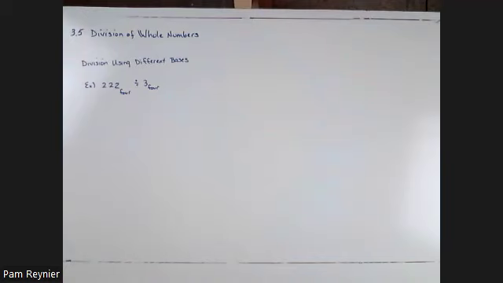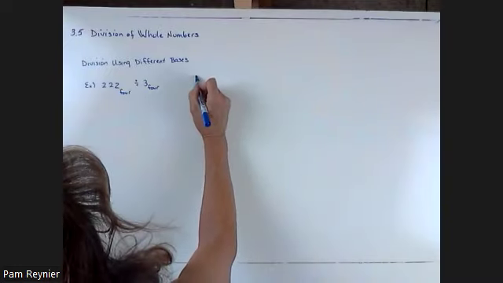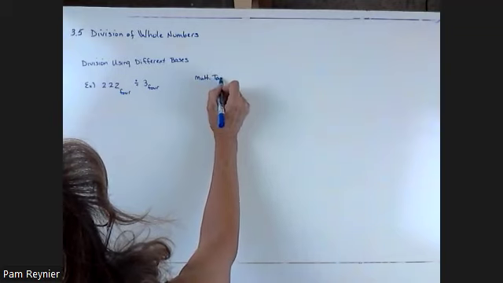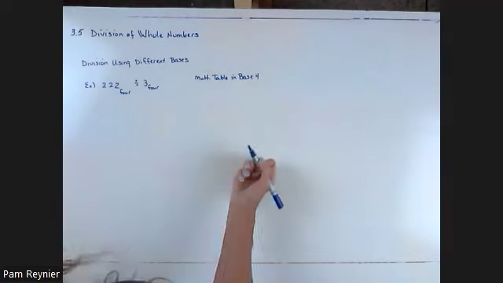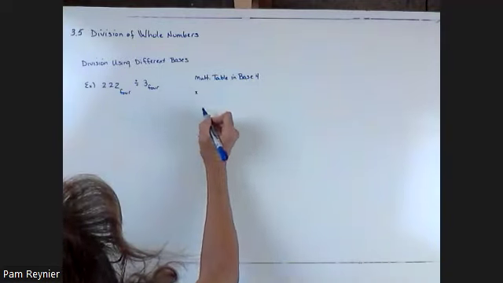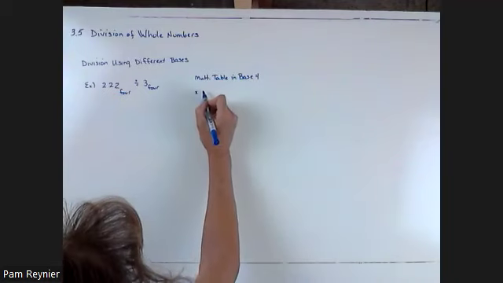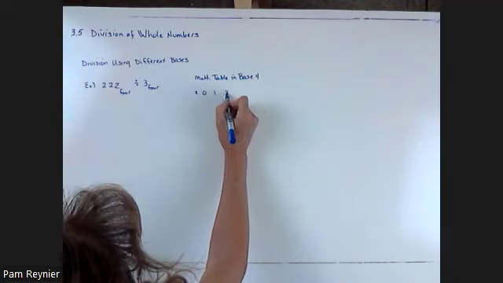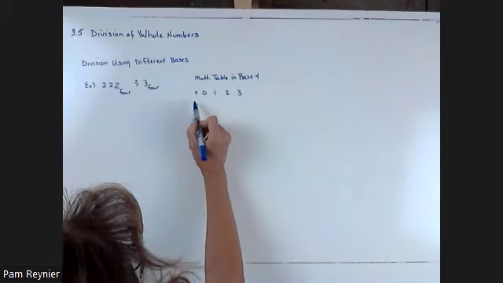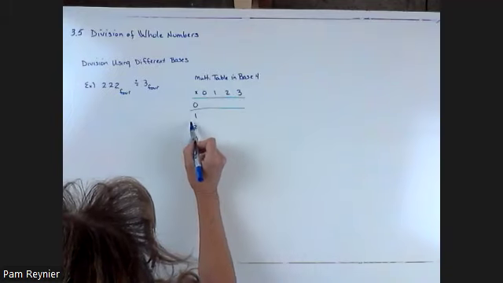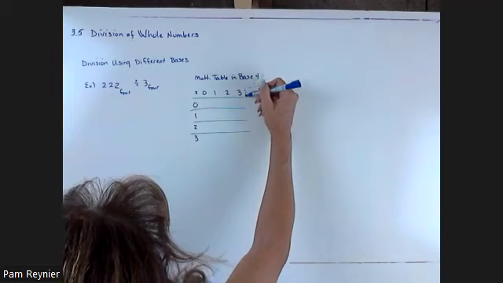Well, before we can do the division, let's start by creating a multiplication table. Okay, so let's just recall a multiplication table in base 4. So if we are multiplying, and if it's base 4, we can only use the digits 0, 1, 2, and 3. So I'm going to create a table. That's what we did last section. Sorry, it's a little messy, but you get the idea.